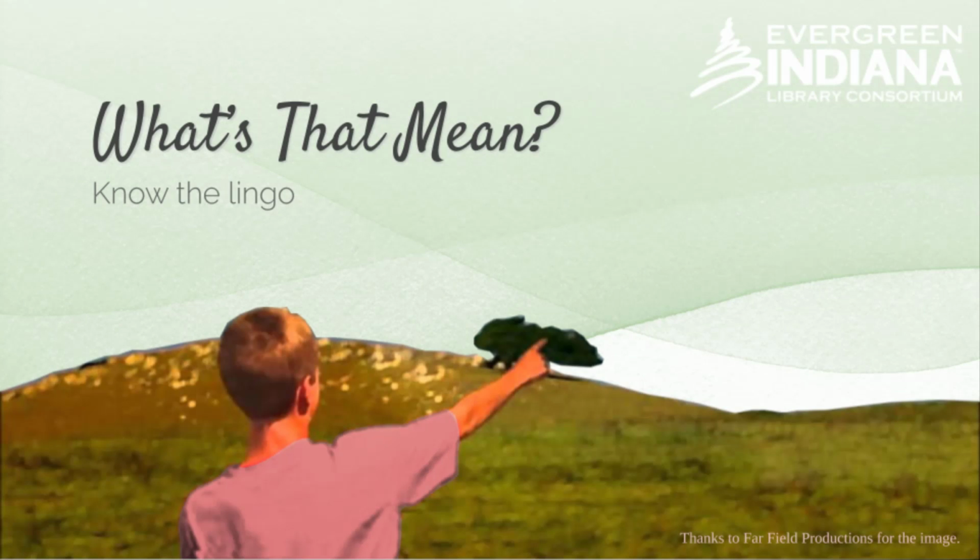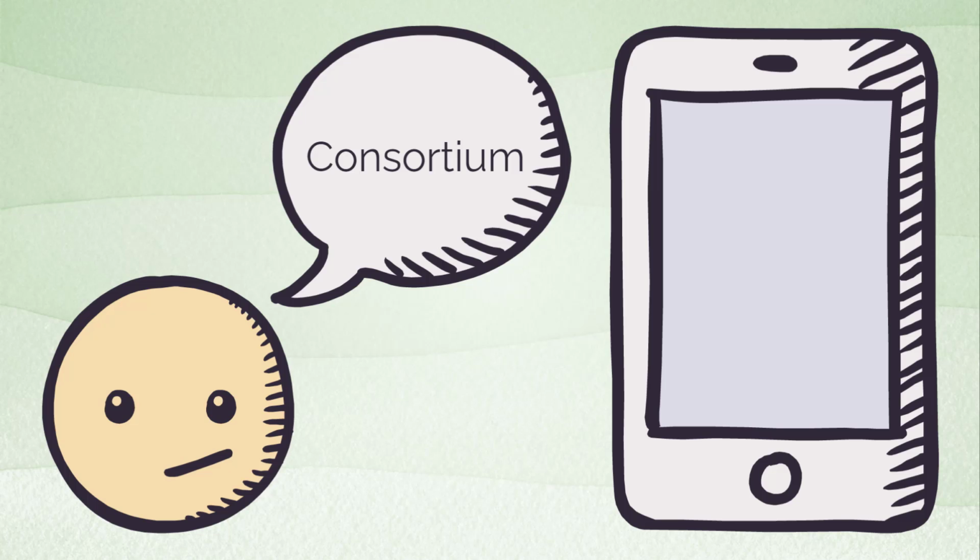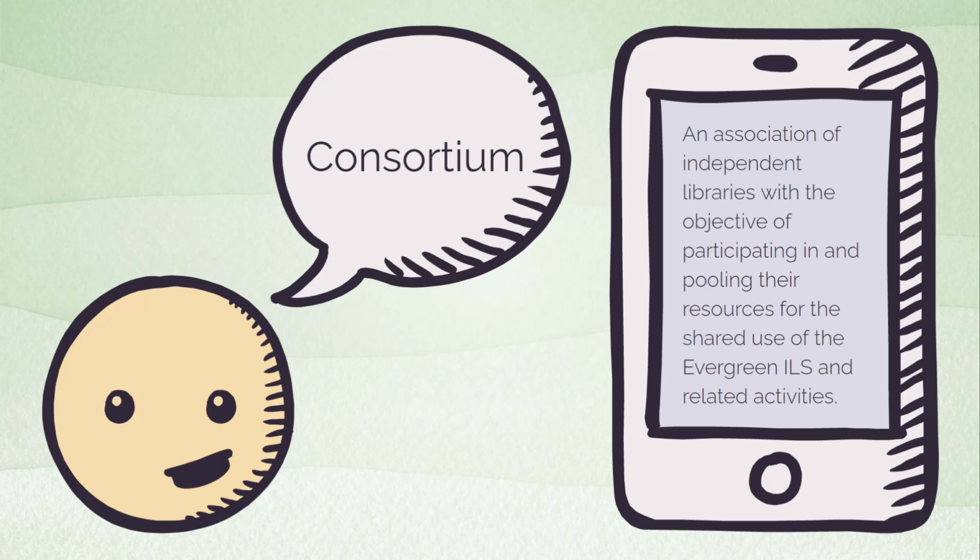Before we get into what Evergreen Indiana is, there are a few terms that you'll hear used over and over. Let's make sure that we have some shared vocabulary moving forward. The first term to consider is consortium. You will hear this word used a lot when talking about Evergreen Indiana. In our context today, a consortium means an association of independent libraries who have chosen to participate in and pool their resources for the shared use of the Evergreen ILS and related activities.